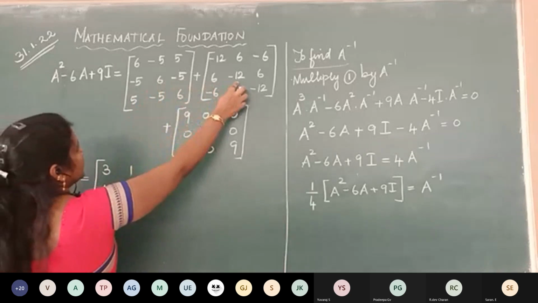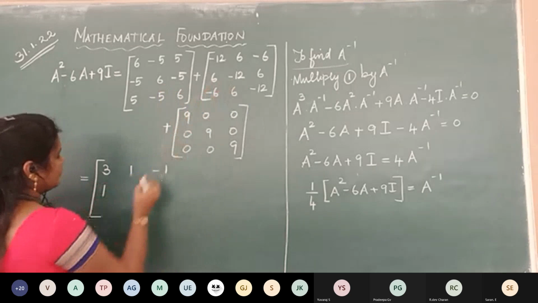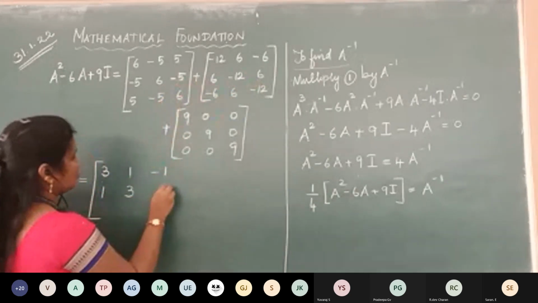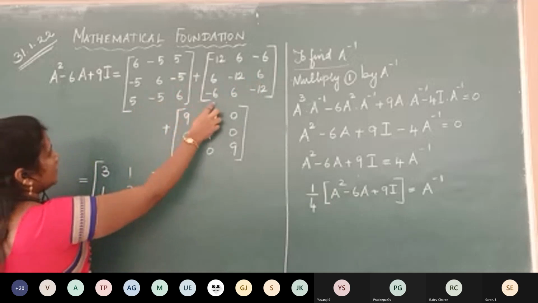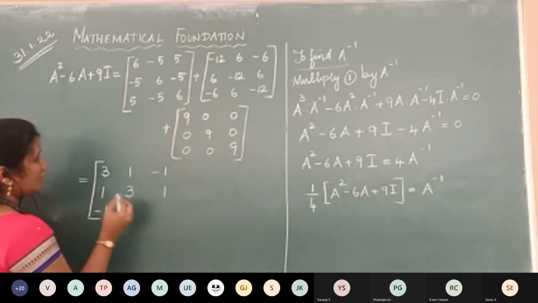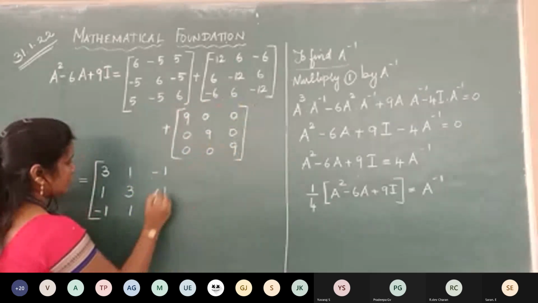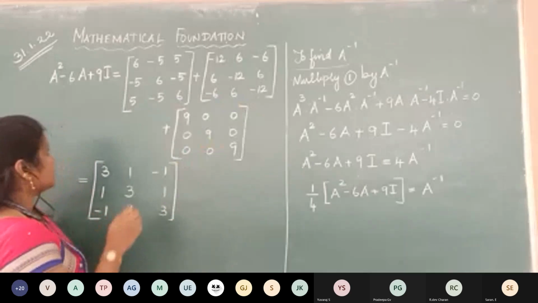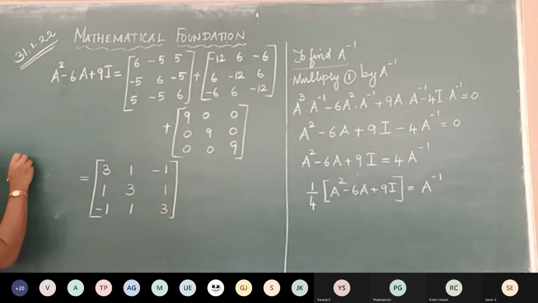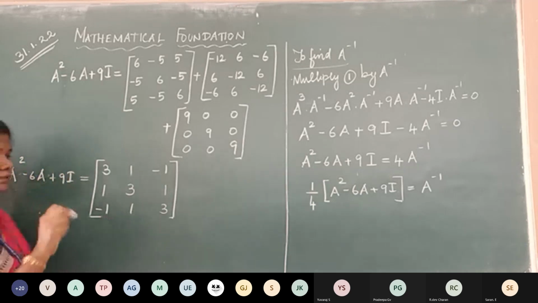6 minus 12 is minus 6, and plus 9, it is 3. Minus 5 and 6, it is 1. 5 minus 6 is minus 1. Minus 5 and plus 6 is plus 1. 6 minus 12 and this. So this is the value of this term, A square minus 6A plus 9I. We have found out only that term.